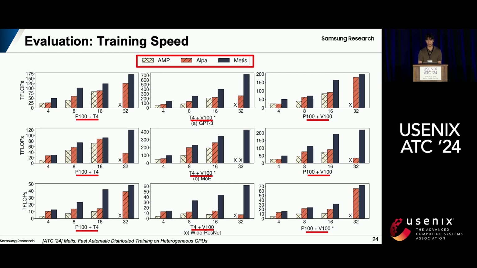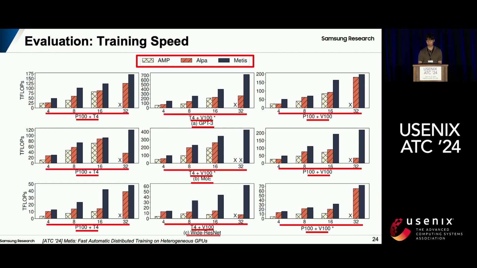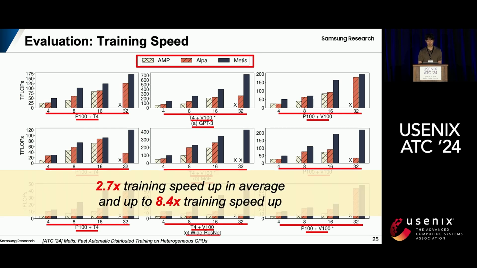Also, we evaluate the system with three different large models: GPT-3, MoE, and Wide-ResNet. For each model, we increase the number of GPUs as well as the size of the model to show the scalability of distributed training. And as you can see in this graph, Metis improved training speed by 2.7 times on average and up to 8.4 times, because it generates better parallelism plans than the others by expanding and exploring more plans on heterogeneous GPUs.